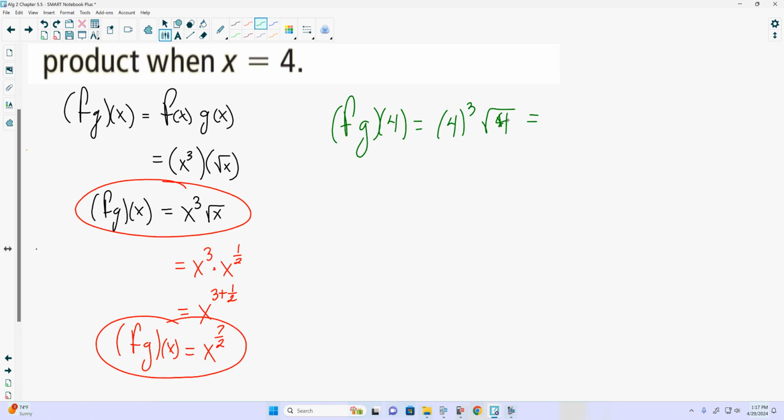Now, f times g of 4. So we're looking at 4 cubed times the square root of 4. And again, we can plug this in a calculator and it'll tell us immediately. 4 cubed is 64. Square root of 4 is 2. And it should tell us that the answer is 128. But again, we could have typed this part in the calculator and it would have done it for us. Questions on multiplication? We ready for division?